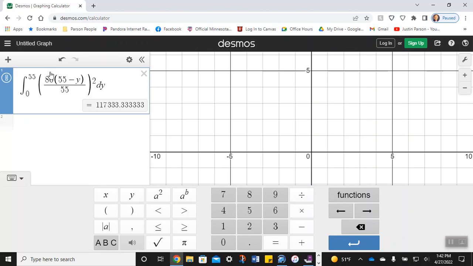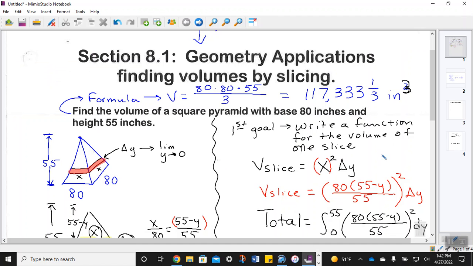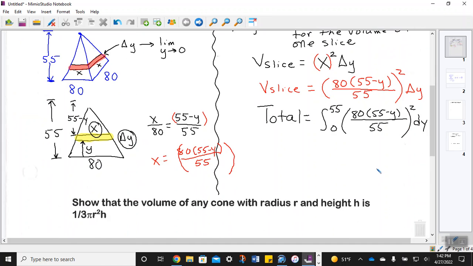Okay? What I want to do then is this. We want to stay with this idea. We're going to skip ahead. We're going to skip around a little bit. But guys, what did we get for a value here again? 117,000. Same thing. Okay, the volume is 117. What was it? 333 and a third, kiddos?